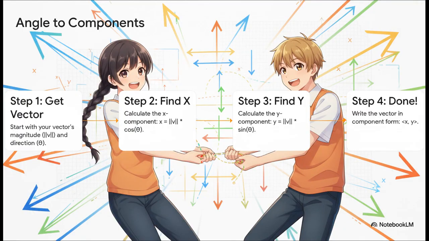So the big question is, how do we get from the force and angle we started with to these super simple x and y parts? Well, we use these two straightforward formulas. The horizontal part, x, is just the magnitude, or the strength of the pull, times the cosine of the angle. And the vertical part, y, is the magnitude times the sine of the angle. Seriously, that is the whole trick.